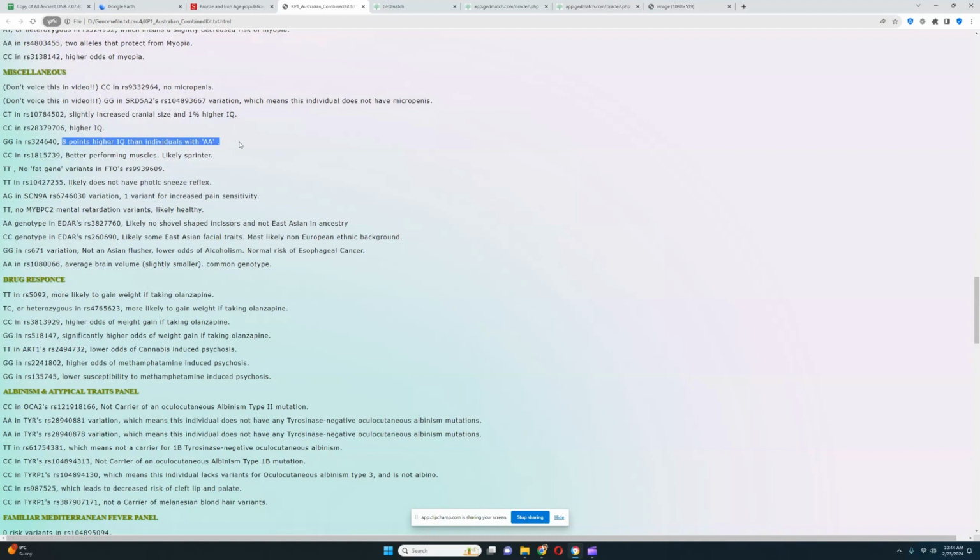8 points higher IQ than individuals with AA genotype, higher IQ, slightly increased cranial size, and 1% higher IQ. Really cool stuff to see here. For fat gene variants, no fat gene variants and FTO's RS9949609. So this individual does not have a predisposition to being obese, and he's got better performing muscles, likely sprinter more than endurance athlete.